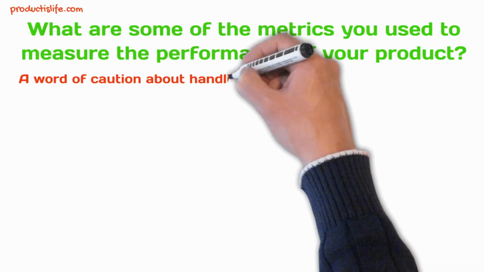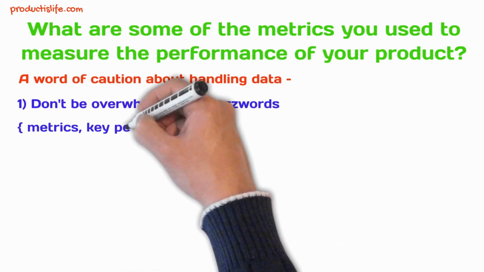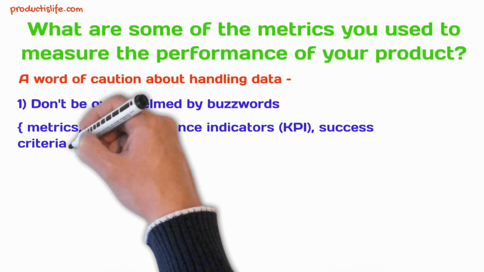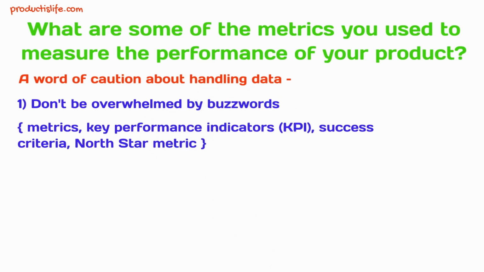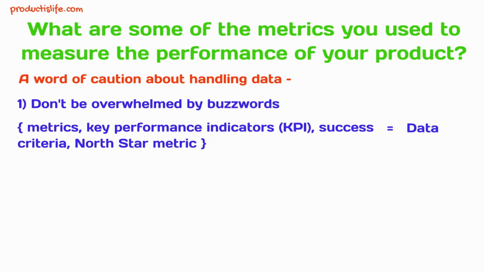A word of caution about handling data. There are different buzzwords like metric, key performance indicators or KPI, success criteria, North Star metric, etc. But the crux of all of it is the same, data. It would be good just to have a high level awareness of these buzzwords so that you are not caught off guard if any of these words are mentioned in an interview. But don't be overwhelmed by it.